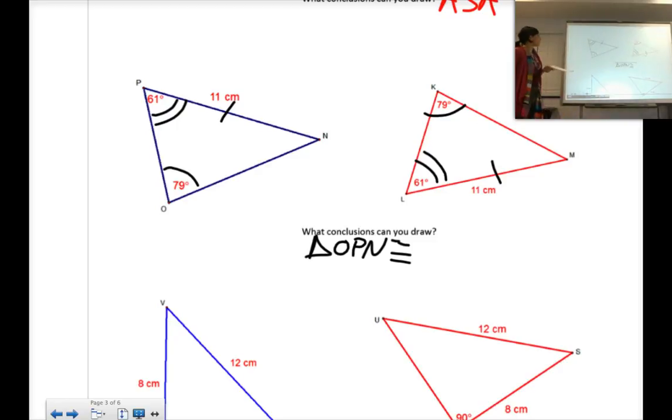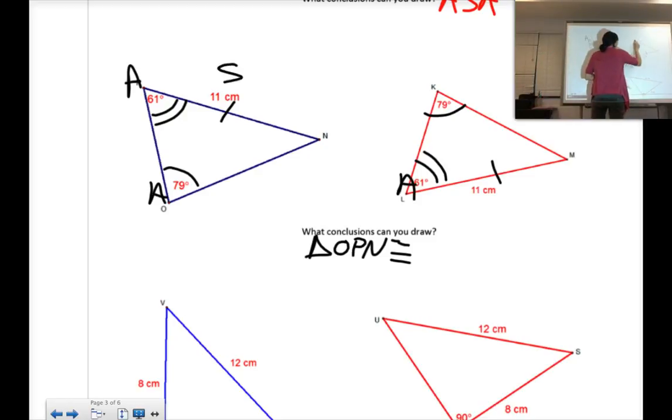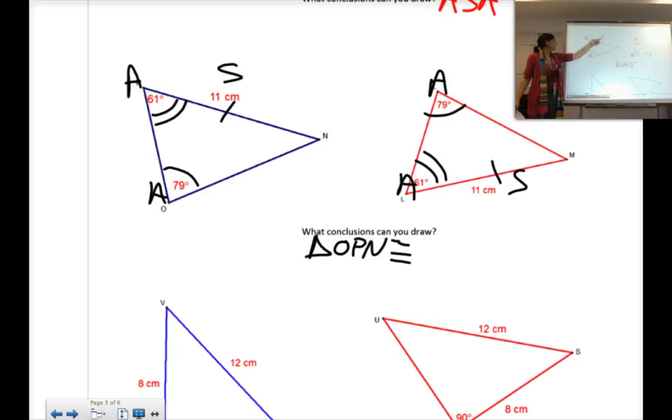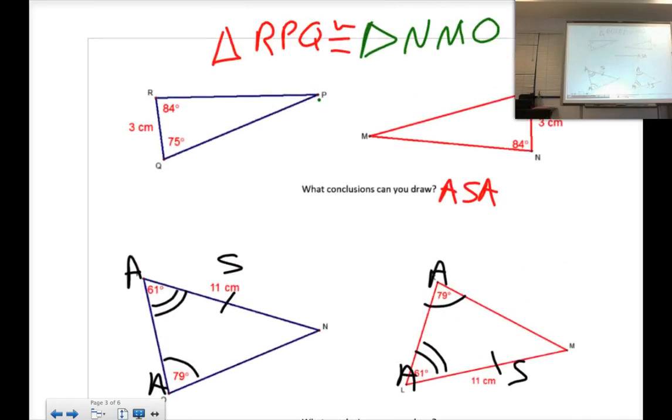Okay, so what theorem is this? Angle, angle, side. Good. Angle, angle, side. Now, please notice, is this side included between these two angles? No, it is not. That's why this one's angle, angle, side. And if you look at the first one that we did, on the top of this page, this one was angle, side, angle, because that side is included between the two angles. Please do not get those confused.